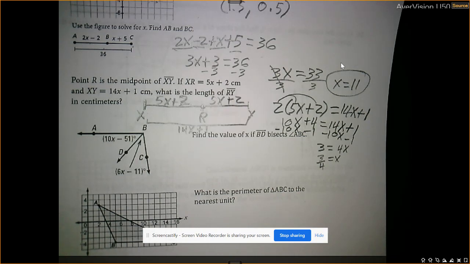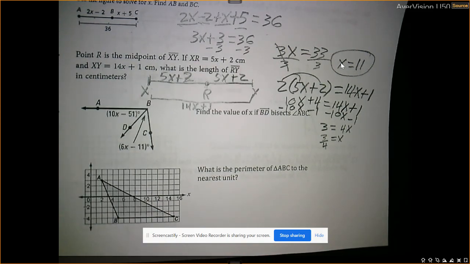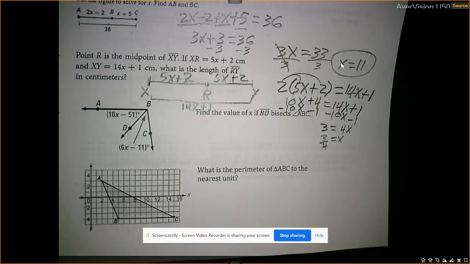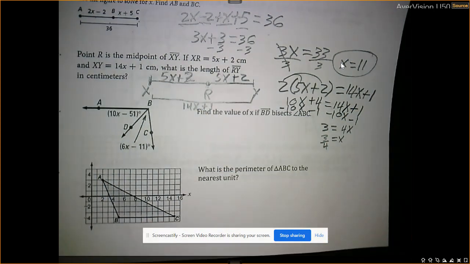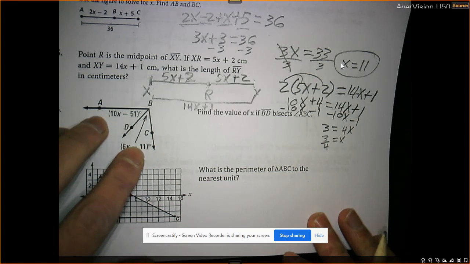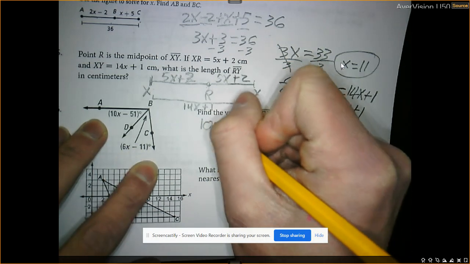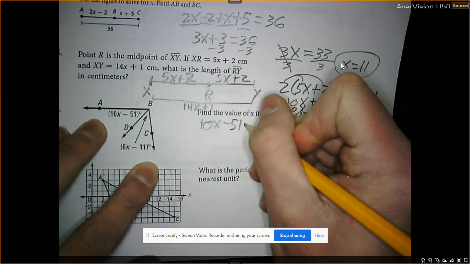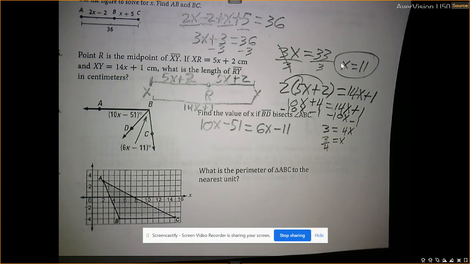Okay, moving on to this next one. If we're talking bisecting, it says find the value of x if BD is bisecting our angle here. Well, if it's bisecting, that means to cut it in half, in other words, split it up into 2 equal angles. So what has to be true about these 2 angles it creates? 10x minus 51 is equal to 6x minus 11. You got it. They have to be equal. 10x minus 51 equals 6x minus 11. From there again, it's just solving for x.